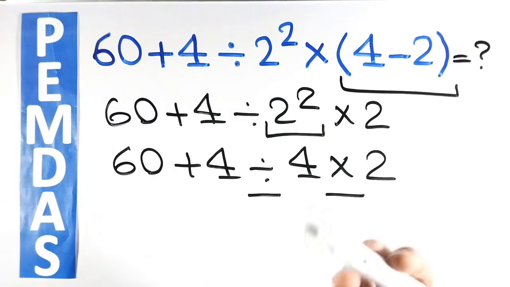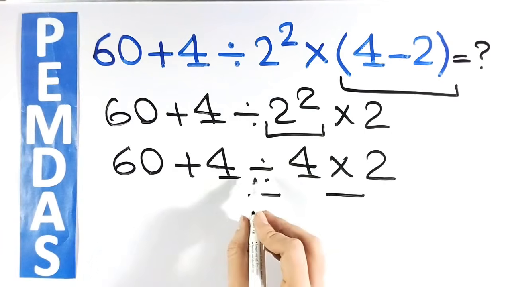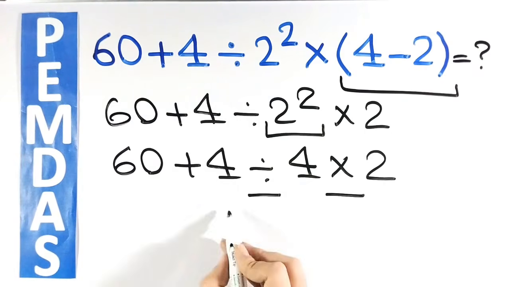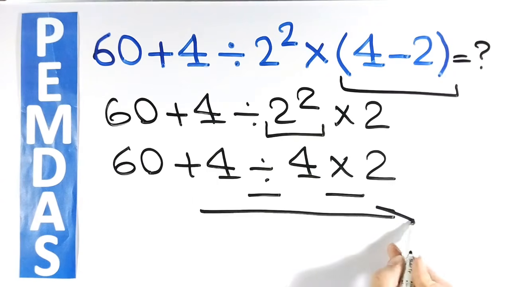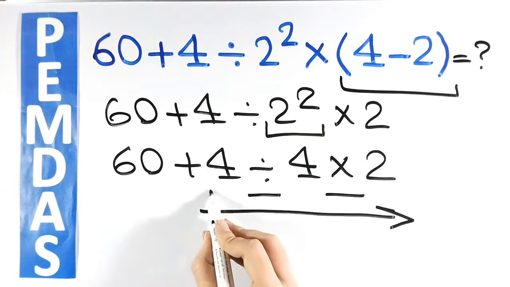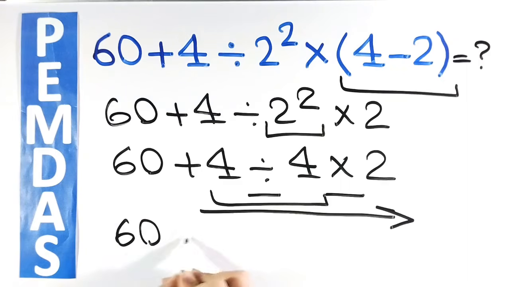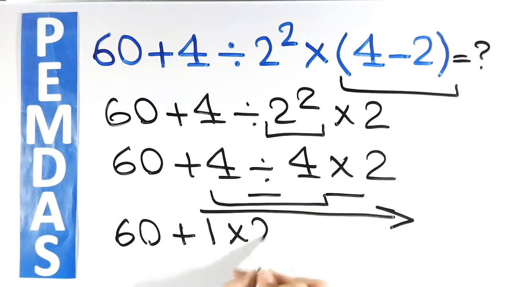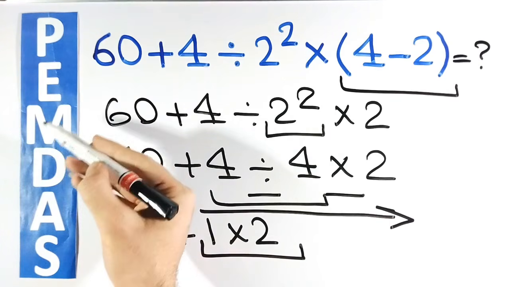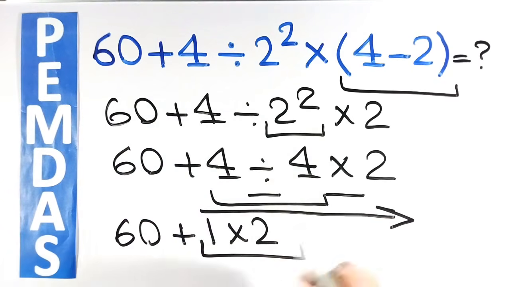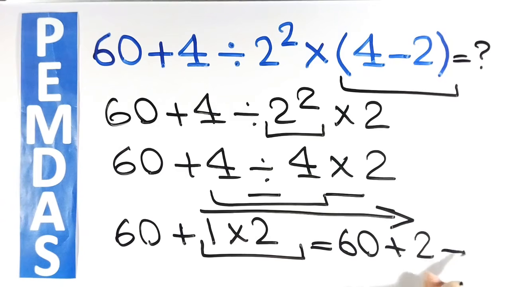However, it's really important to understand that multiplication and division have the same level of priority and we must perform these two operations from left to right. So, first we go for the division between 4 and 4 and write this expression as 60 plus 1 multiplied by 2. And the final step, we go for the multiplication between 1 and 2 because multiplication has a higher priority than addition. So, we rewrite this expression as 60 plus 2, which finally gives us the answer 62.